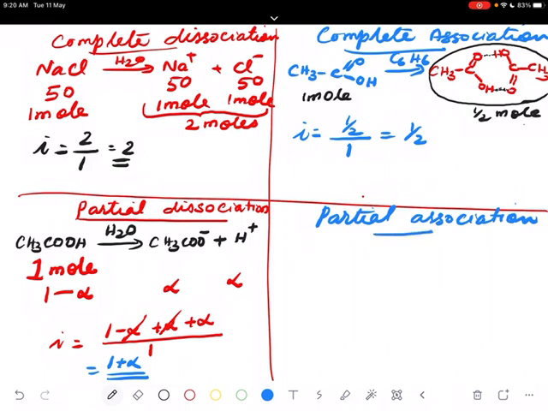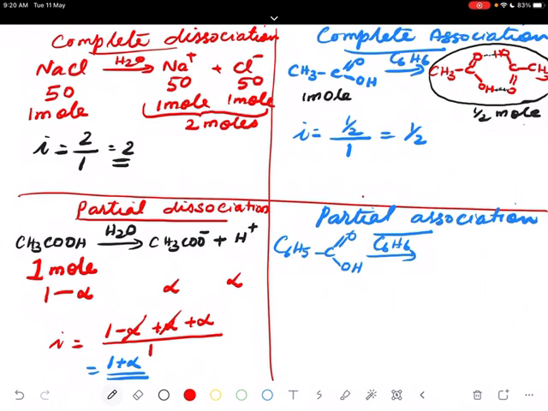Now, in partial association, a typical example is benzoic acid in an organic solvent, for example benzoic acid in benzene. Benzene is C6H6, and benzoic acid is C6H5COOH. When put in benzene, or you can take it as an organic solvent, what happens? Not all molecules undergo association, only partially.